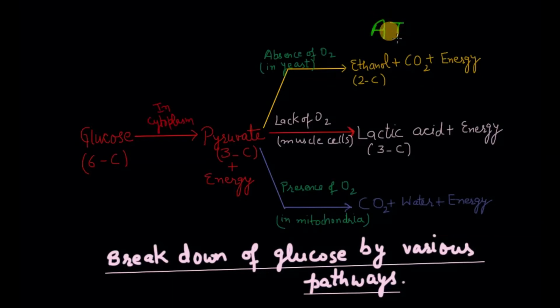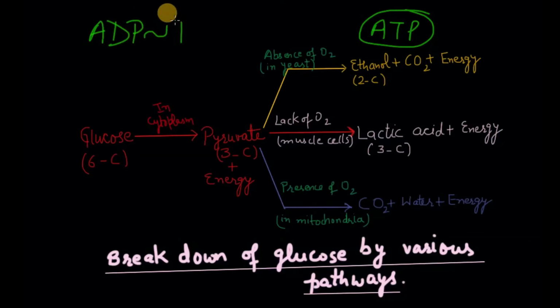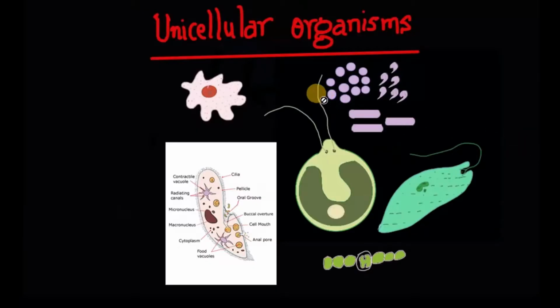ATP means adenosine triphosphate. So what happens? Adenosine diphosphate, which is known as ADP, combines with phosphate and forms an energy-rich bond, and synthesizes ATP.